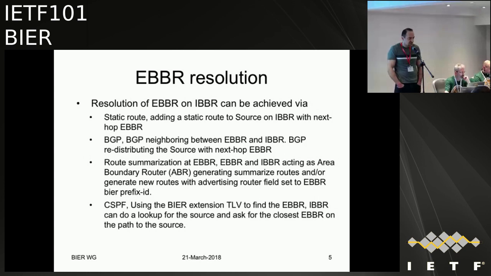And the last but not least is CSPF. Basically, the idea here is that when we advertise the BIER extensions via IGP, every router knows who the boundary routers are, and we can do some kind of constrained shortest path lookup, saying that I want to go to this egress BIER boundary router, and hopefully the routing returns the right next hop for that. Next slide, please.